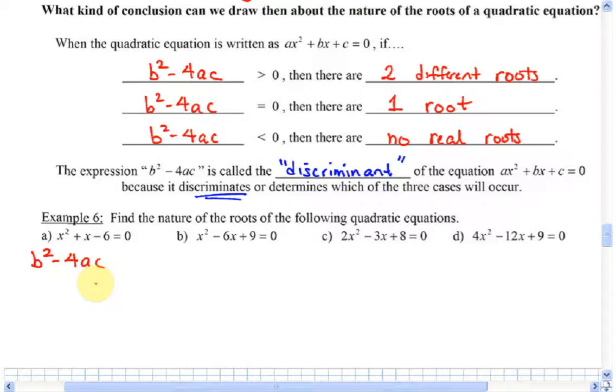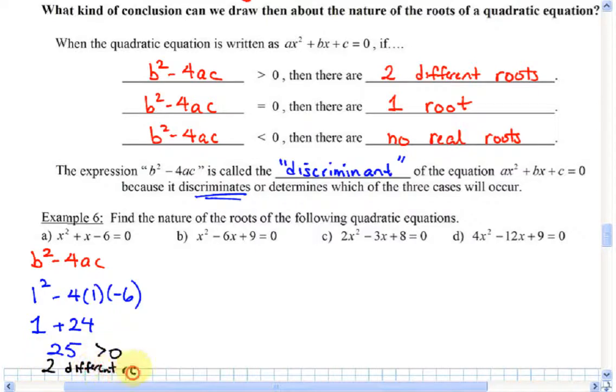Help me out. What's b for part A? 1. Good. So 1 squared minus 4. What's a? That's also 1. What's c? Negative 6. Okay, let's evaluate. 1 squared is 1. 4 times 6 is 24. Two negatives become a positive. 1 plus 24 is 25. Because 25 is bigger than 0, how many roots? Two different roots. Good. I'll give you 1.5 minutes to do b, c, and d.